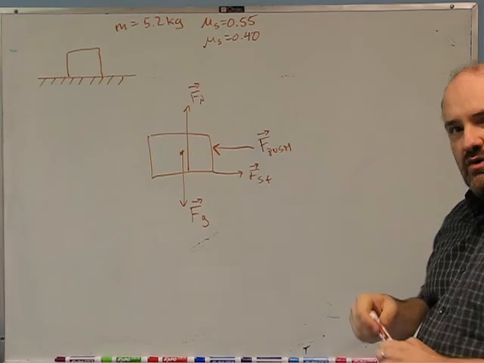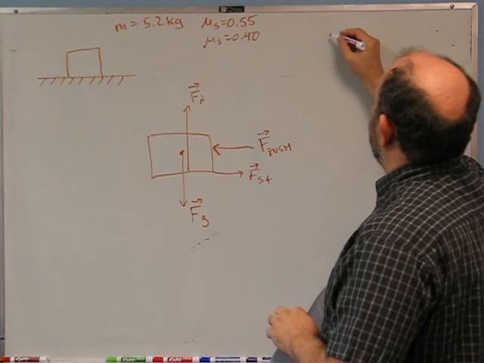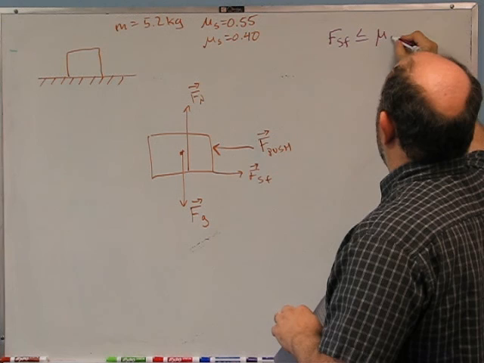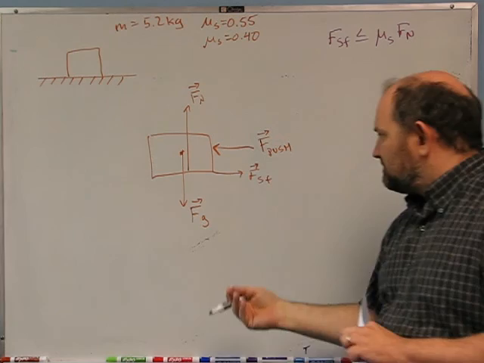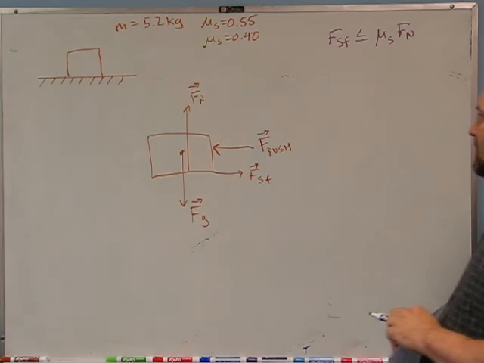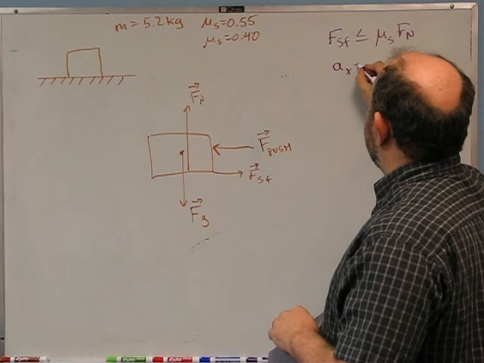So what do we know about static friction? Well, static friction is limited. We know that the magnitude of static friction has to be less than or equal to the coefficient of static friction times the normal force between the same two things that the friction forces are between. So that's the ground and the box in this case. Well, what is that normal force? I see the normal force is entirely in the y direction. We know that ax is 0 and ay is 0.